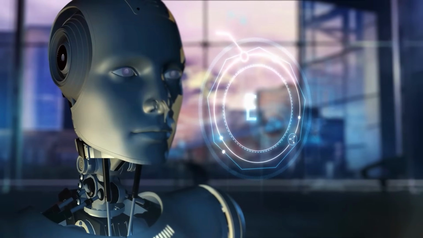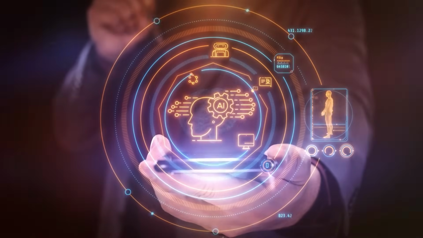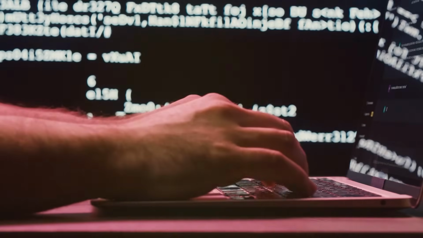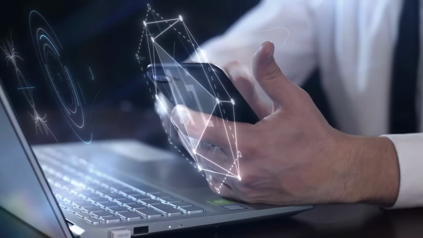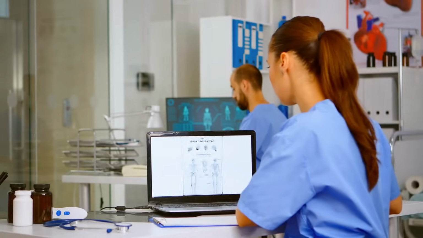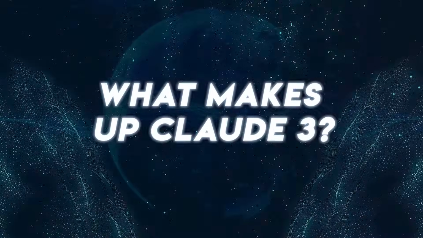Claude 2 can access extensive datasets, allowing it to predict trends, compare documents, and answer questions. It can process technical documentation such as code bases or lengthy literary works, with a capacity of about 75,000 words. Now, imagine what Claude 3 can do. What makes up Claude 3?